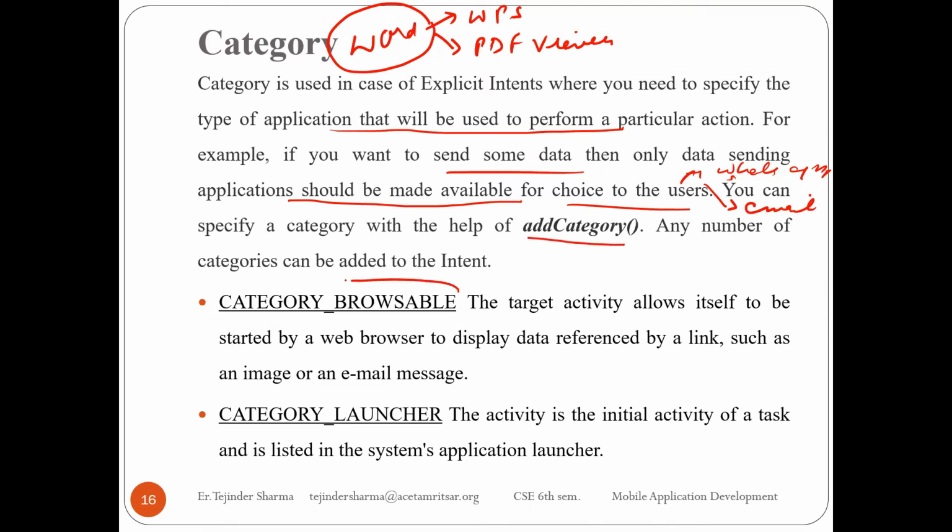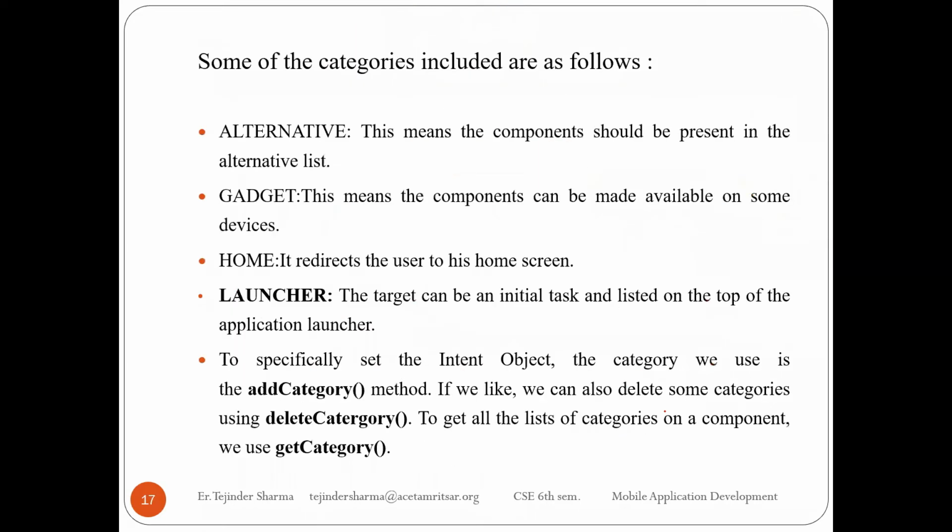Generally, these two categories are used. One is category browsable, when the activity is to be invoked on the internet or on the web browser to display the data referred by a URI. Then you will use the category browsable. Launcher means this is the initial activity. Whenever you launch your app, an icon appears on your mobile phone, which is used to launch your app onto the screen.